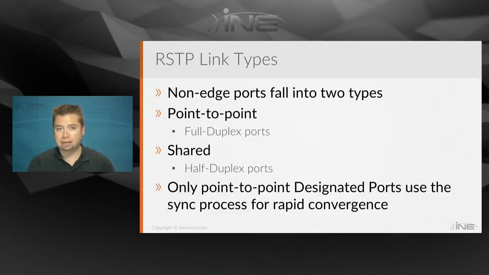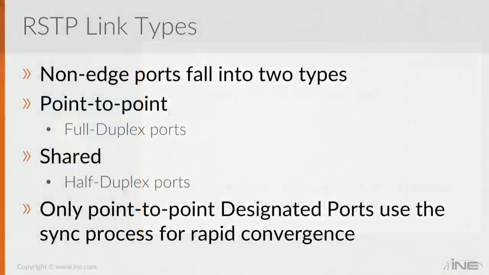So it would take 30 seconds to transition a shared alternate port or a shared backup port into either the root status, so from alternate to root, or from backup to designated. Whereas with the point-to-point interfaces, those can just do the handshake, the synchronization, and then you can immediately transition to forwarding. Okay, so how does it do that specifically?